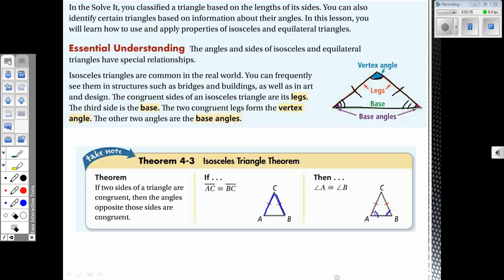Now, you'll hear me call it the base angles theorem, because that's how I learned it. This book calls it the isosceles triangle theorem. So if you hear me refer to a base angles theorem, that's what I'm talking about, the isosceles triangle theorem. Okay, because that's how I first learned it.